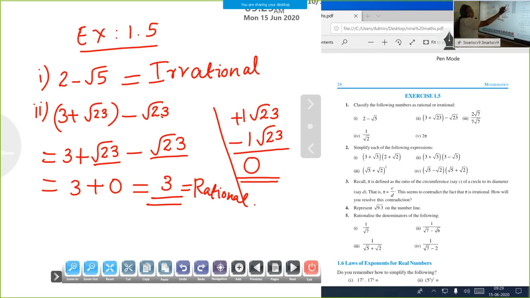When you solve it, what is root 23 minus root 23? The answer is 0. So we can write 3 plus 0. 3 plus 0 is equal to 3. 3 is one rational number. So that question is rational. Next one.